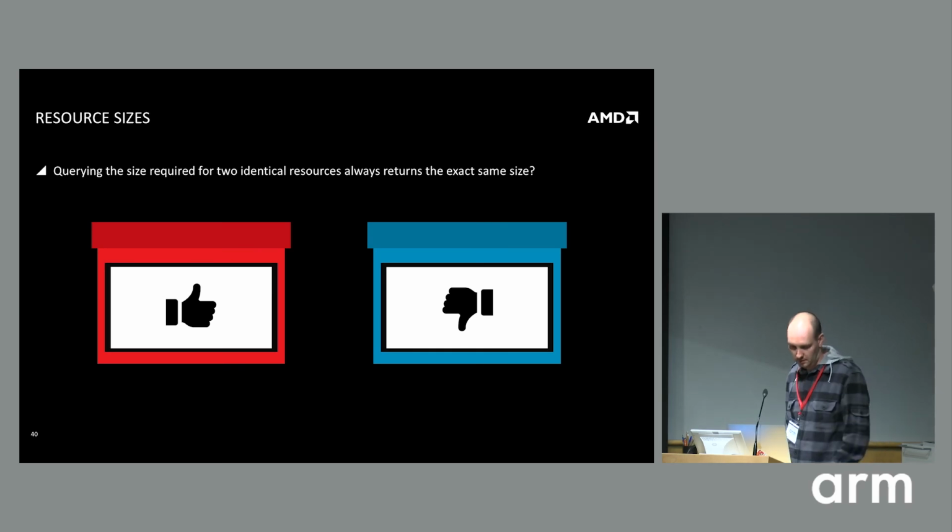Okay, another game. Querying the size of two identical resources. So you've got two resources in memory, two descriptions of resources, like a buffer or a texture, and they've got the same MIP levels. You've got the same MIP count, you've got the same dimensions, etc., and you're going to query the size of them. Will that always give you the same answer?